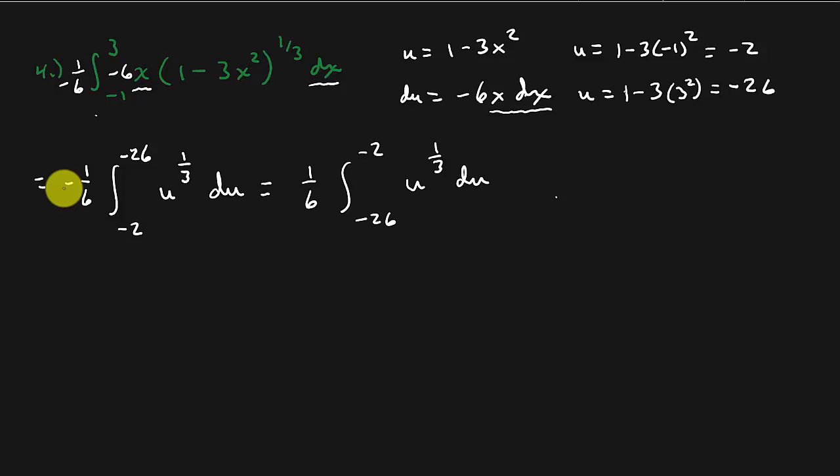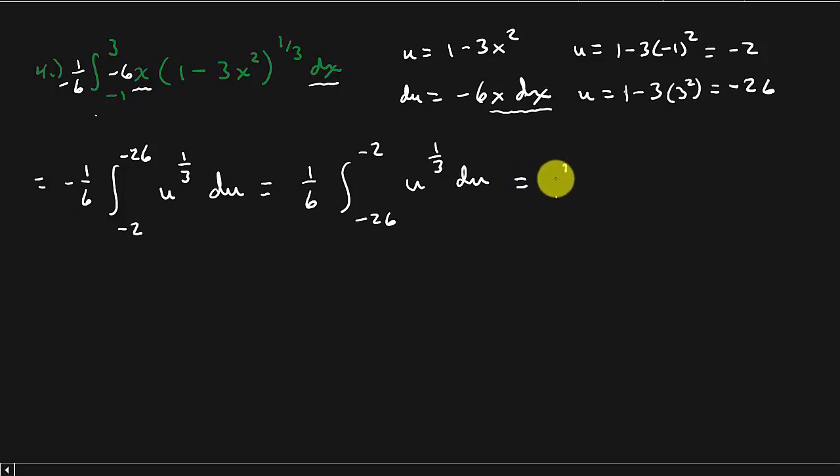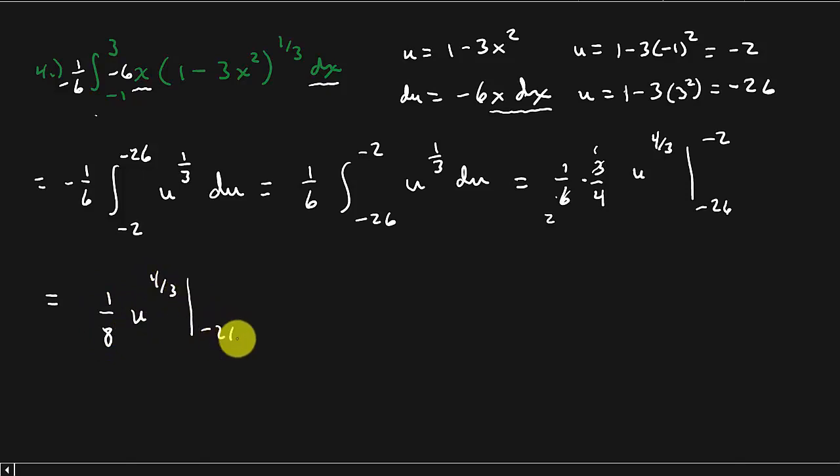All right, so now that's going to give us 1/6, and that's going to be u to the 4/3. Add 1 to the exponent, multiply by the reciprocal of the new exponent, and that is from negative 26 to negative 2. And so that cancels, that's 2, so that's going to be 1/8 u to the 4/3 from negative 26 to negative 2.